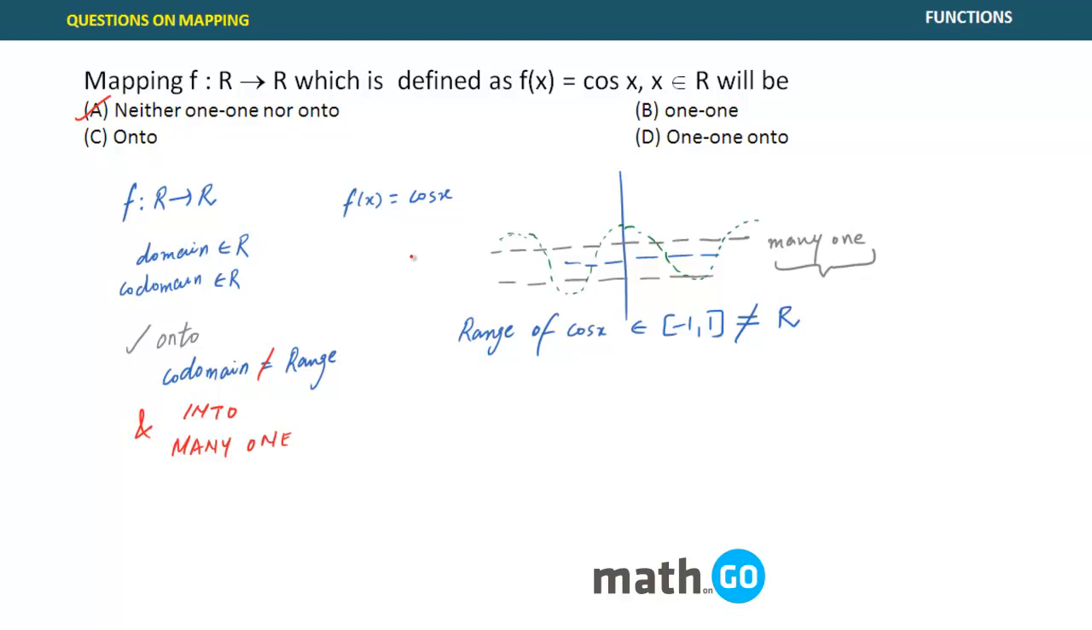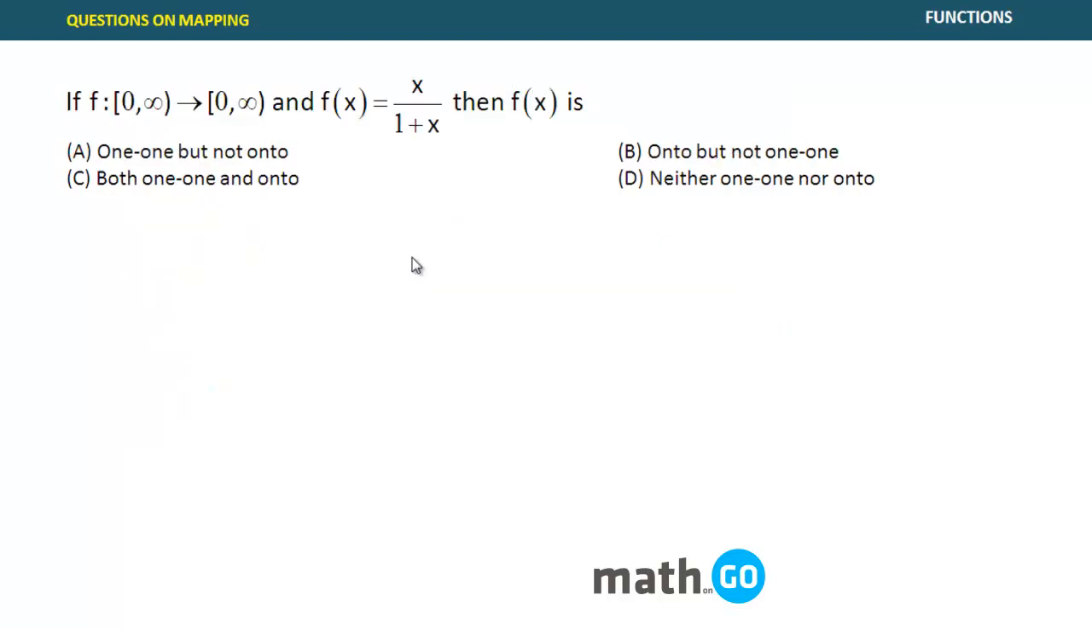And don't worry about the difficult problems. They are not going to be asked at the JEE Main level. This kind of basic problem will be asked. Even if they have to ask a difficult problem, it will be of this particular stature.